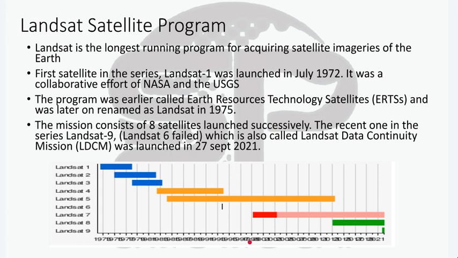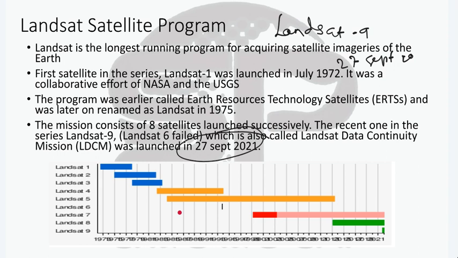So first we will go to Landsat. So basically, Landsat is the longest running program. Okay, we cannot say it is the oldest, but it is the longest running program. It is still running. Okay, Landsat 9 is the latest satellite, launched on 27 September 2021. Okay, recent satellite launch, Landsat 9.